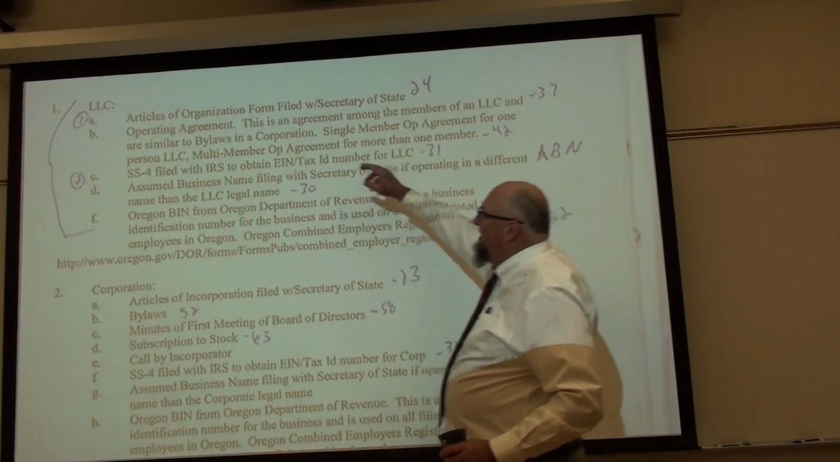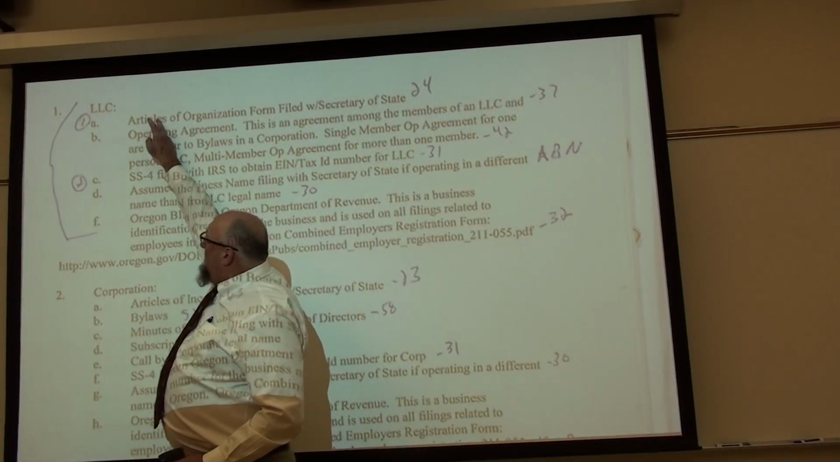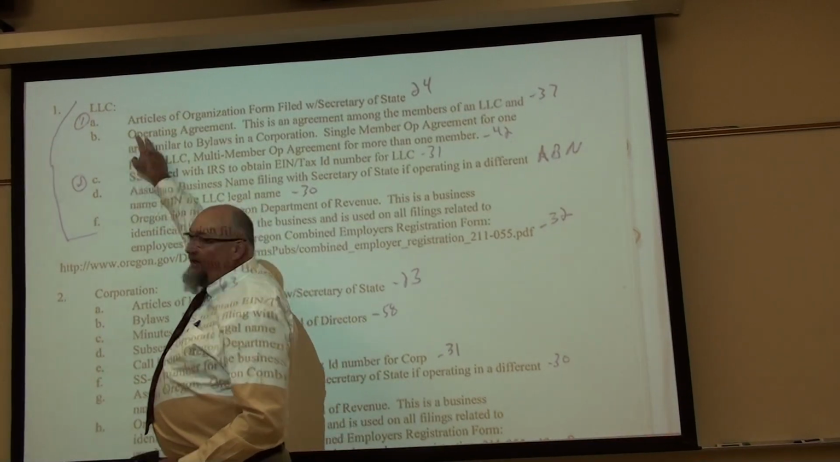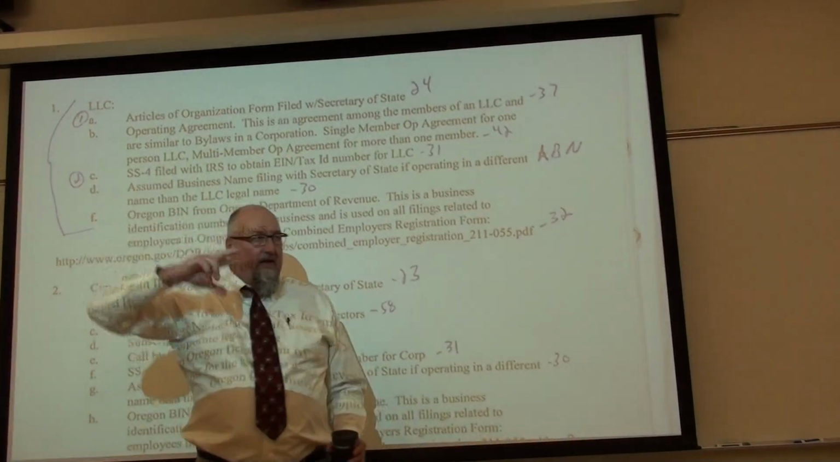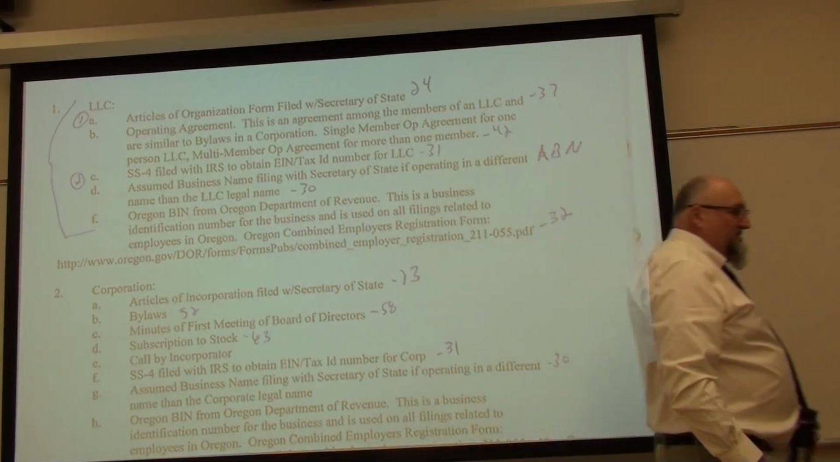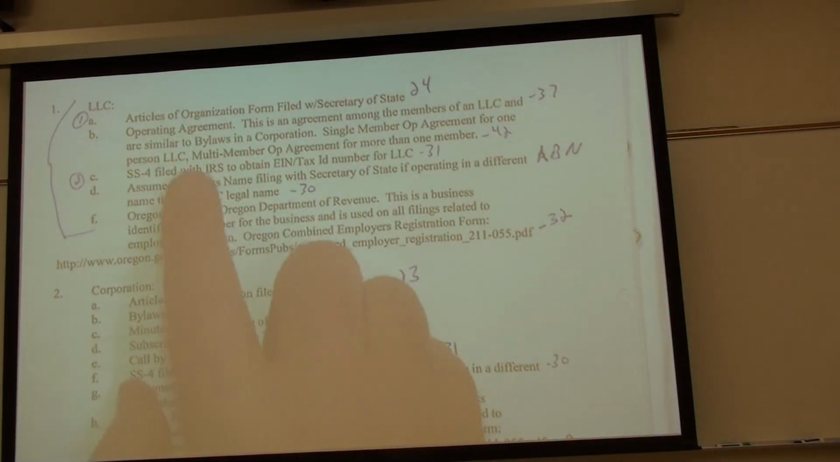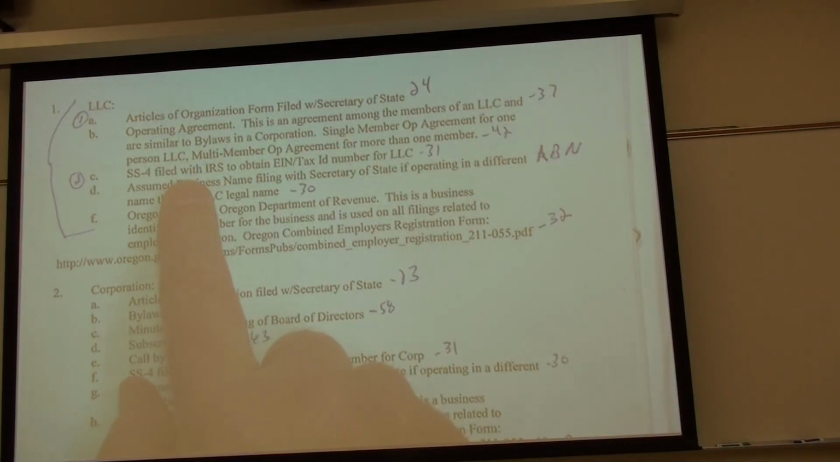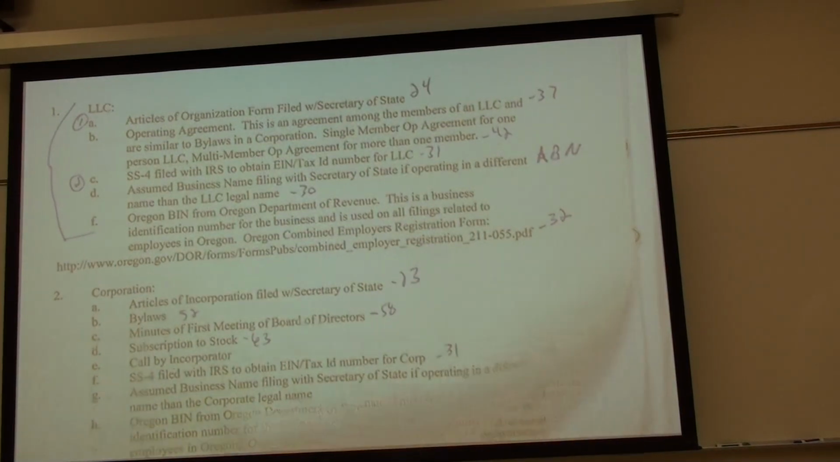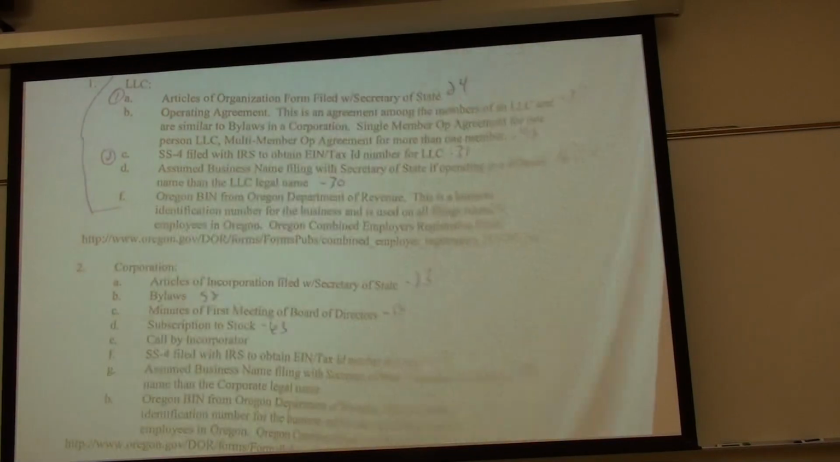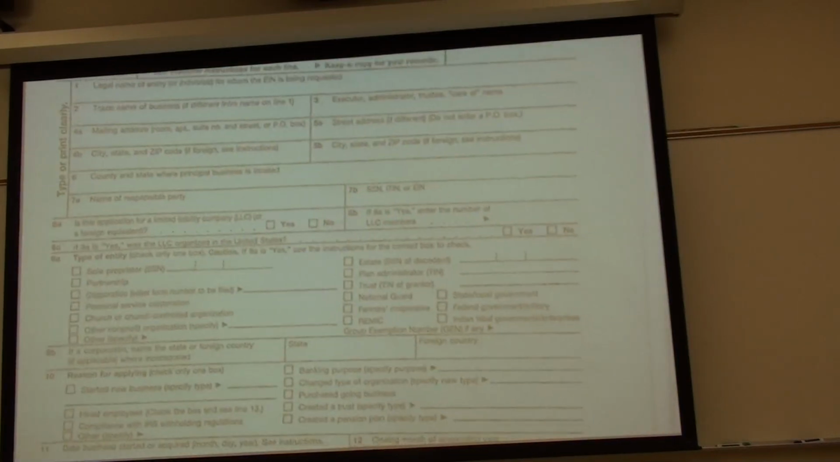I go articles first, then SS4, and then operating agreement. So I need to redo that order. I just realized that. So number 1, operating agreement. Number 2, SS4. So what is an SS4? Page 31. Right here.